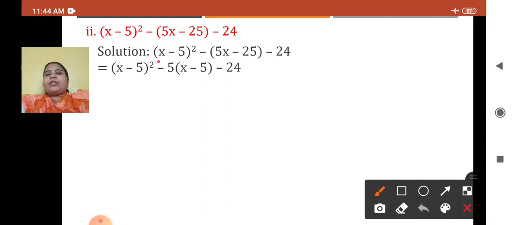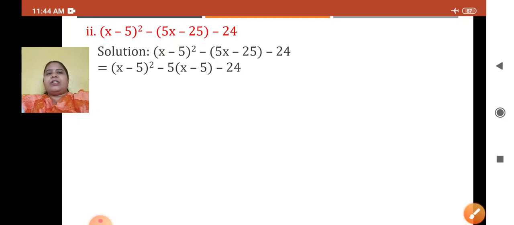For that, x minus 5 the whole square is as it is. From here what is taken out? Only this 5 is taken out. See, 5 is taken out. Minus was already there, that is written as it is. From this 5 is taken out. So 5 is out here. What is left? X minus 5, since 25 divided by 5 is 5. I hope you are understanding this step. At this step 5 is taken out, not minus 5. Do not get confused and change the sign here.